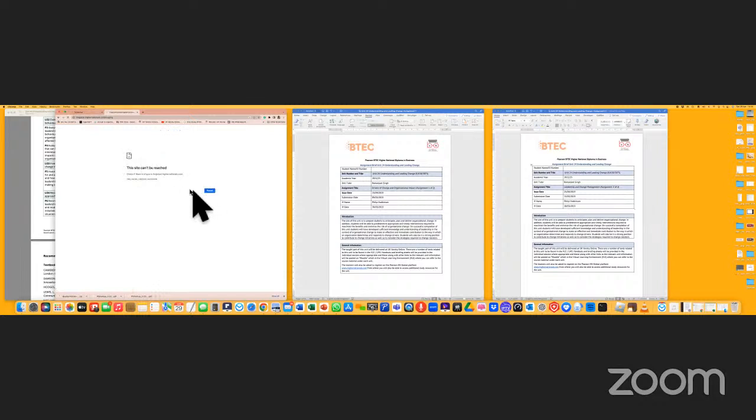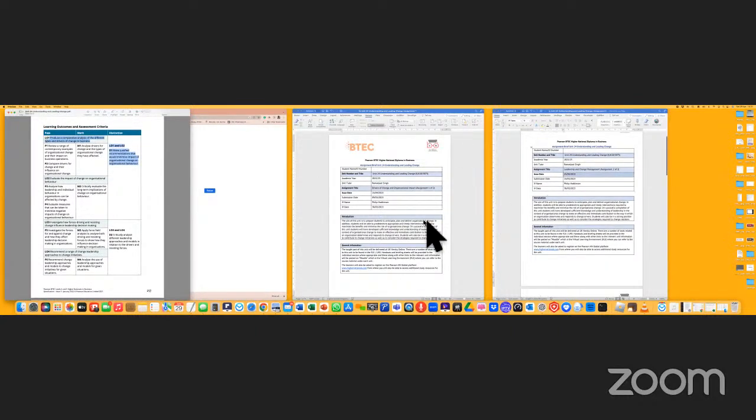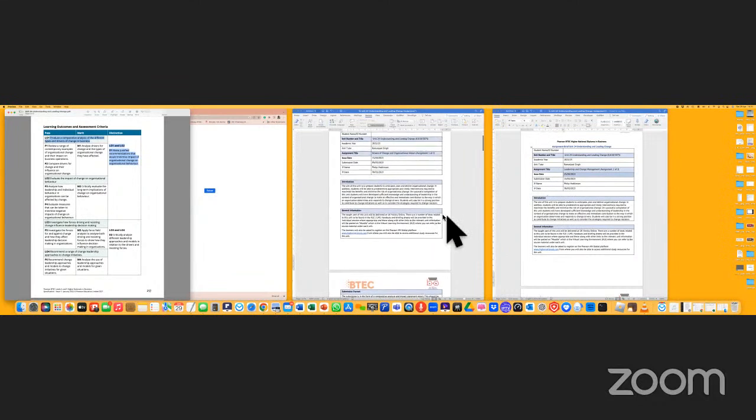Not sure why this is not loading up, but we'll come back to it in a bit. And these resources are also available for you to use and read for the purposes of doing the assignment. Now, in the first assignment, just very briefly, the structure side of things.